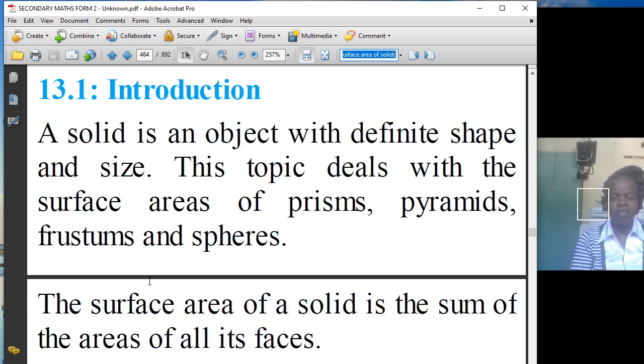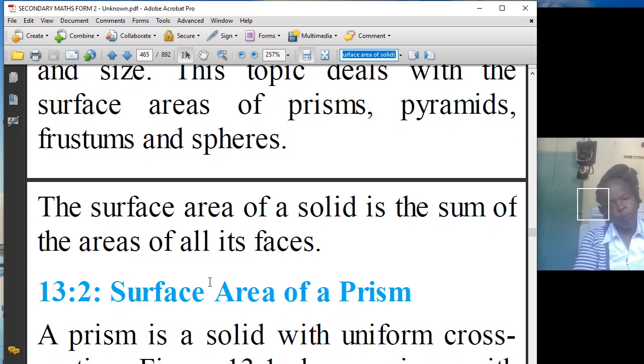When we find the surface area of a solid, we sum the areas of all the faces in that solid. So whenever you come across such a question, first try to identify how many faces there are in that solid. Is it closed? Is it open? Before you handle that question.